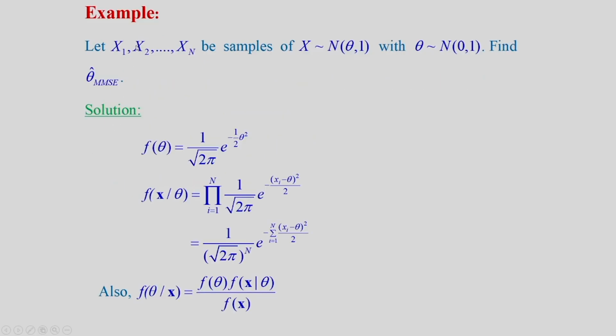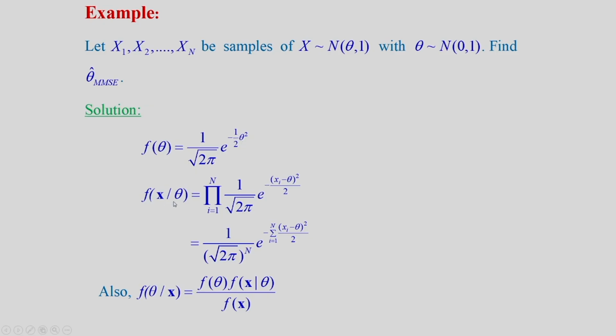Let us consider one example. Let x1, x2, up to xn be samples of a normal distribution. X is normally distributed with mean theta and variance 1, and theta is also a random quantity with distribution normal 0, 1, that is the PDF of theta. Find theta hat MMSE. So, let us solve this problem. F of theta is given by this. This is the normal distribution with mean 0 and variance 1.